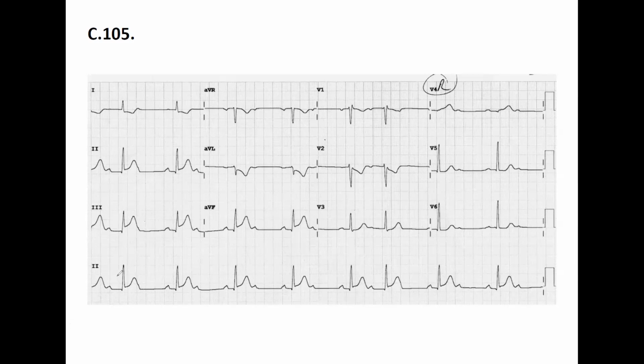For the axis, lead 1 and aVF are both positive, so we have a normal axis, which is around, I think, 50 degrees because lead 2 is more positive. For the anomalies, I noticed an ST elevation in lead 2.